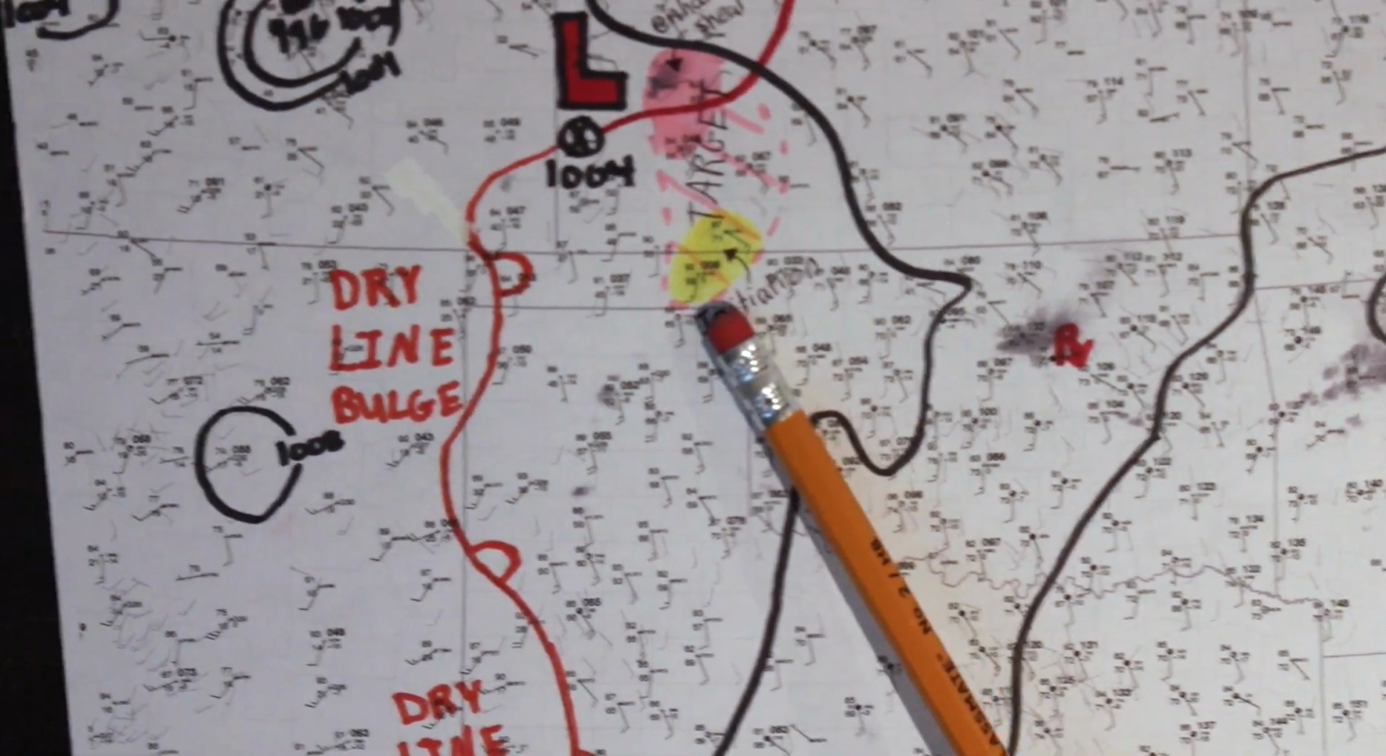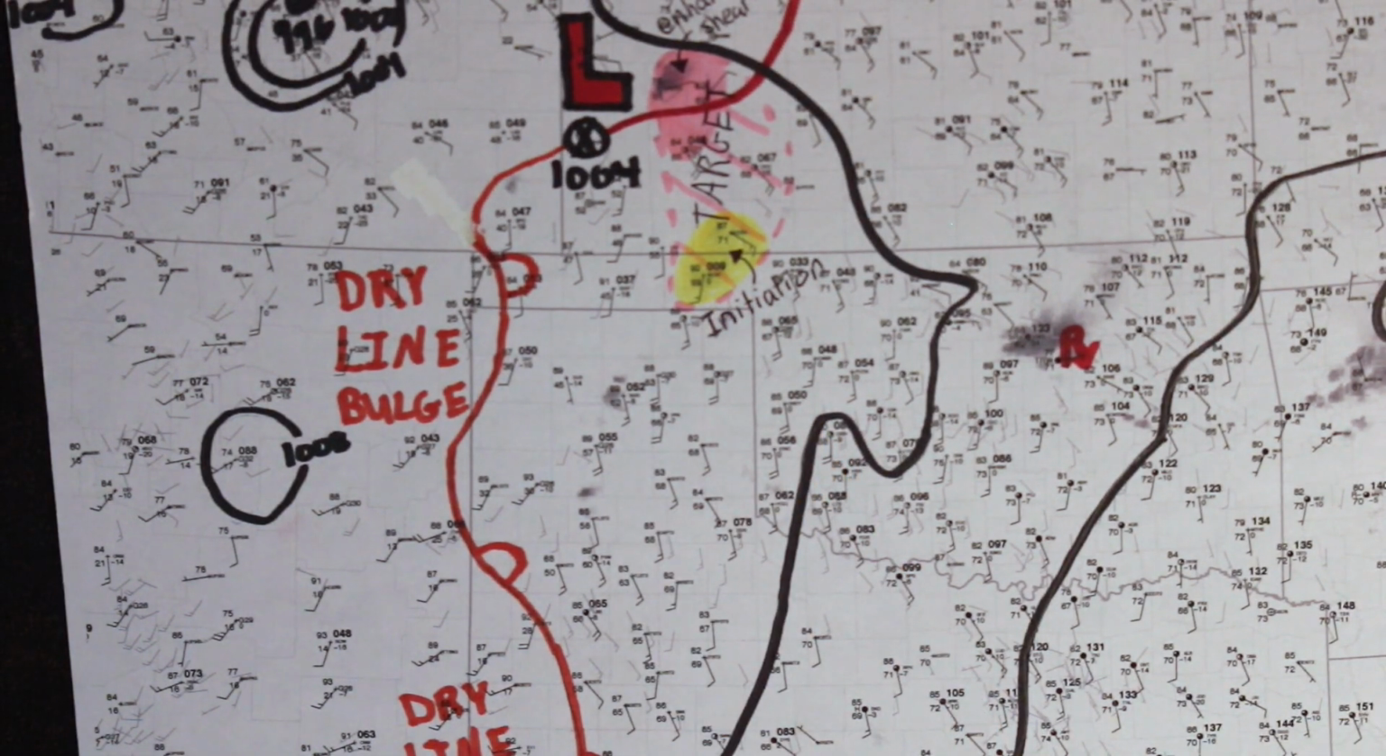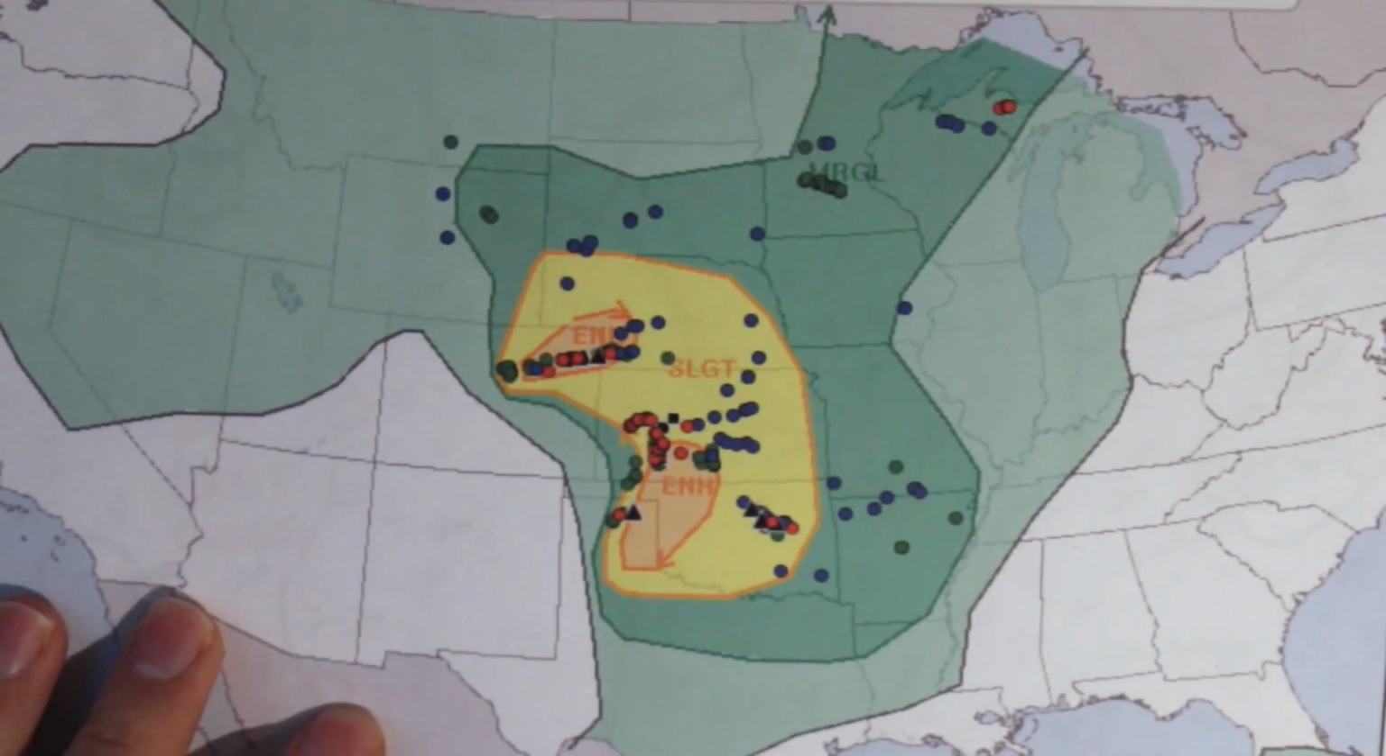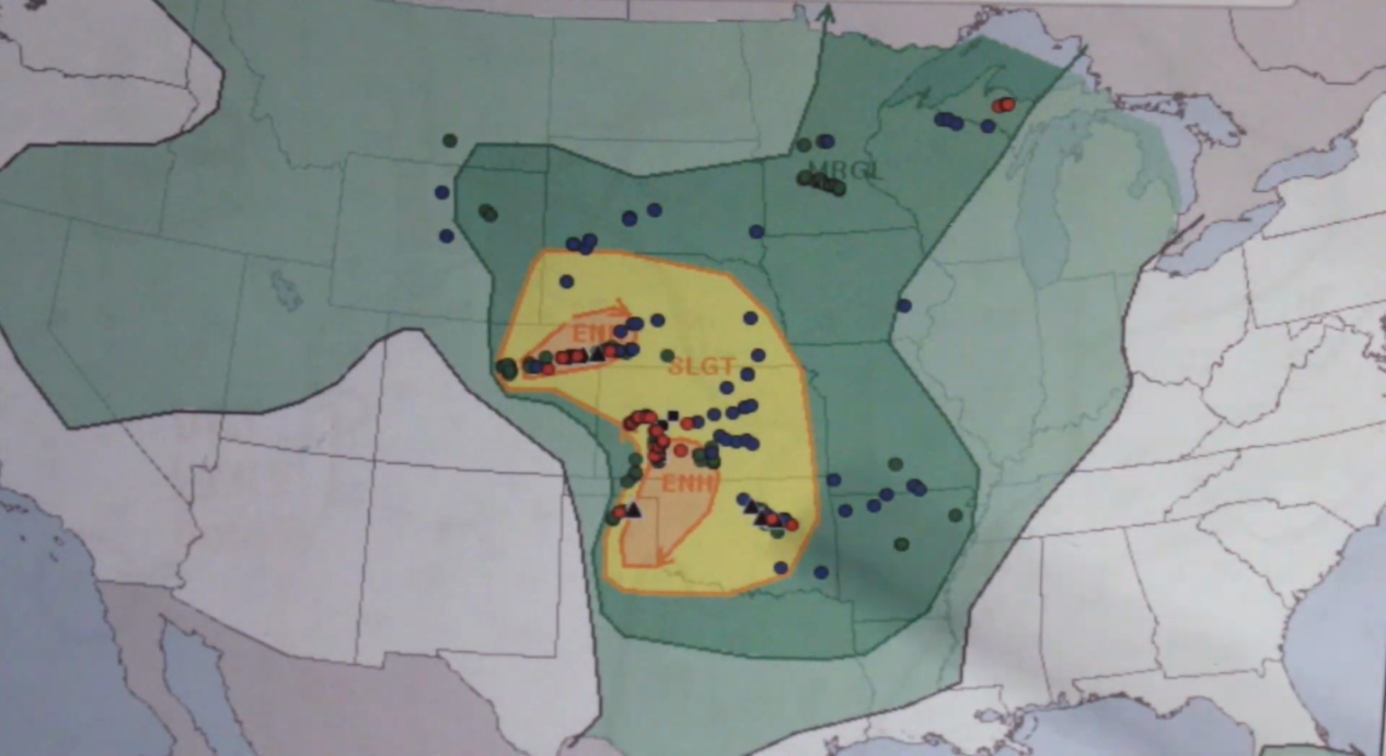Good stuff. Now, you probably noticed that this is the May 24th, 2016 day. This is the Dodge City tornado outbreak day. Here is the verification. All the red dots are tornadoes.